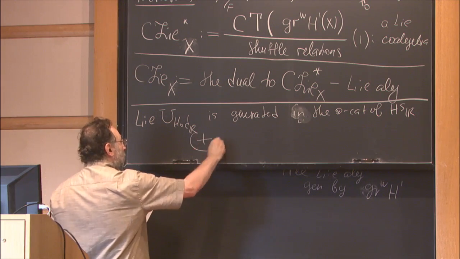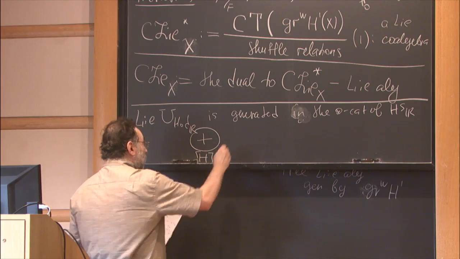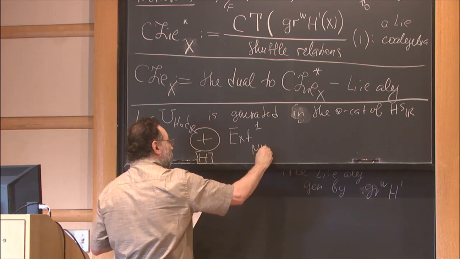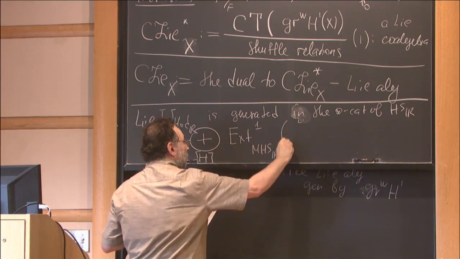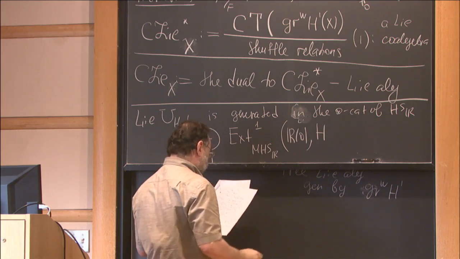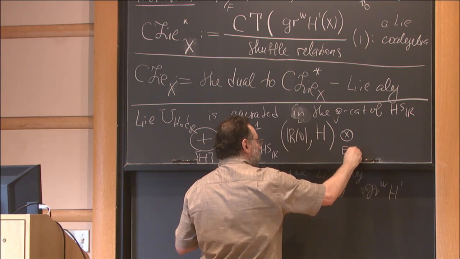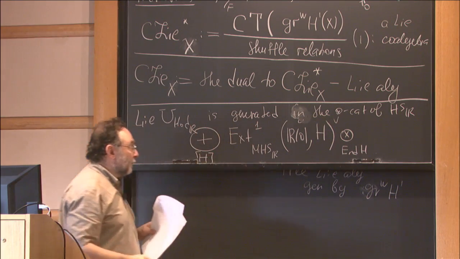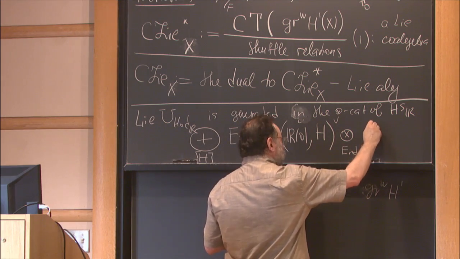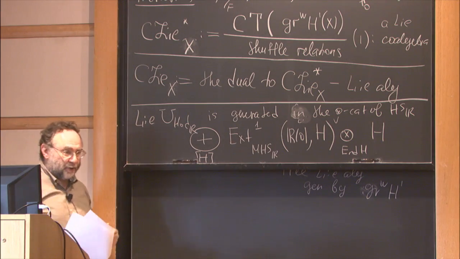It's generated in the category of Hodge structures by the following. You take a direct sum over all isomorphism classes of pure Hodge structures H, of X1 in the category of mixed Hodge structures over R between R of 0 and your test Hodge structure H, dualized, and tensored over the endomorphisms of H, which in this case is non-trivial. It's not R, it could be C, with this H. So this is a huge object in the category of pure Hodge structures. It's just a direct sum.